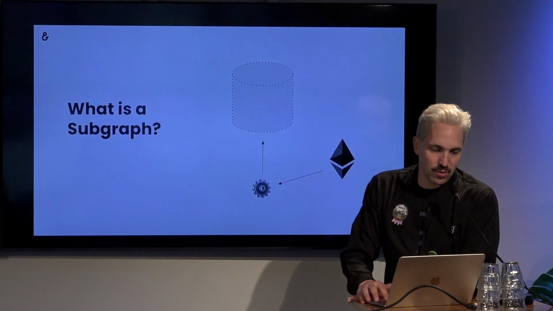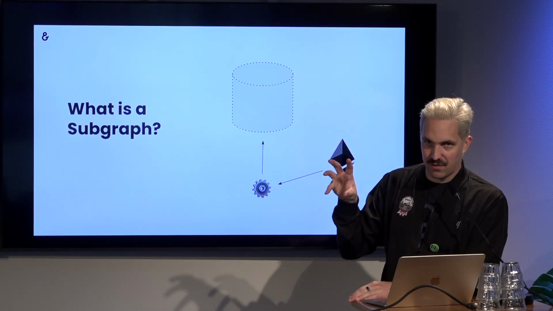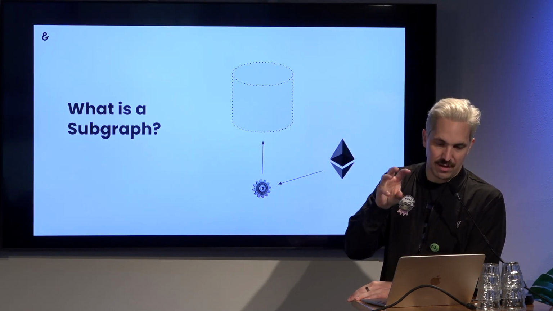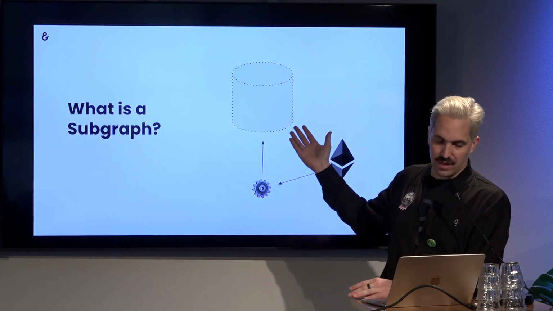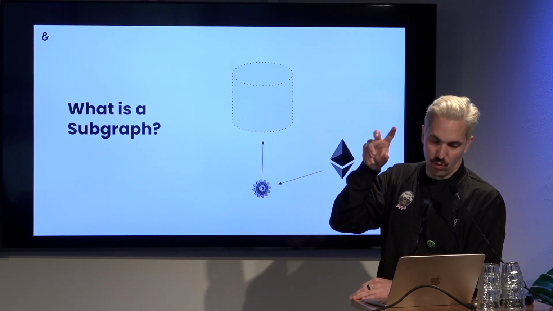I quickly showed you the subgraph. Like I said before, there is the manifest that holds everything together. Then there is the database schema, which defines the database shape, and then the mappings, which extract data from the blockchain and store it into that database.